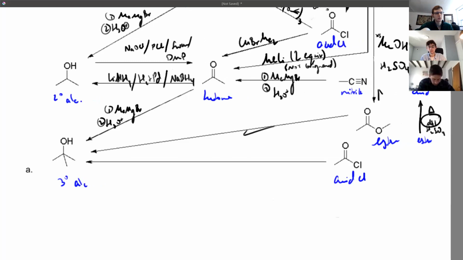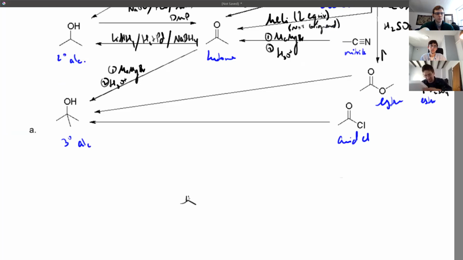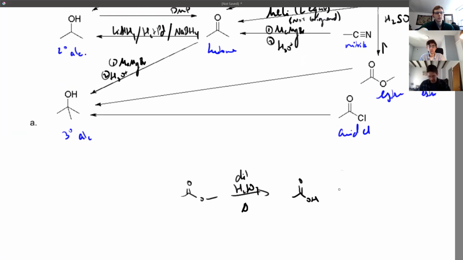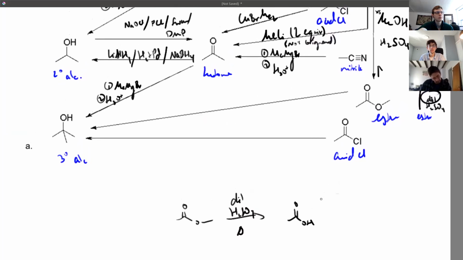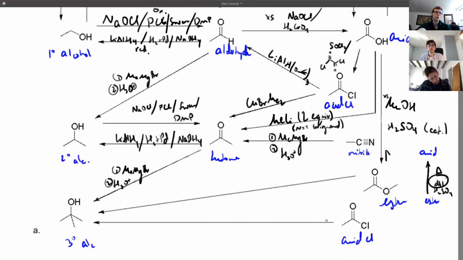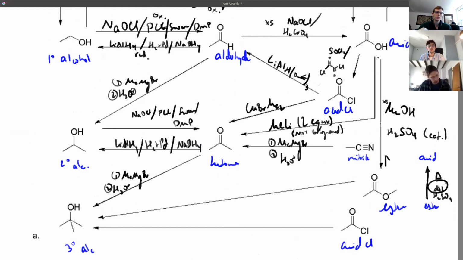Now what about ester to an alcohol, to the tertiary alcohol? Ooh. So we can go ester to carboxylic acid by doing that H3O plus and then heat. And then we can do carboxylic acid to alcohol somehow. Didn't we do that earlier? No, maybe. There is no way to make a carboxylic acid an alcohol, is there?